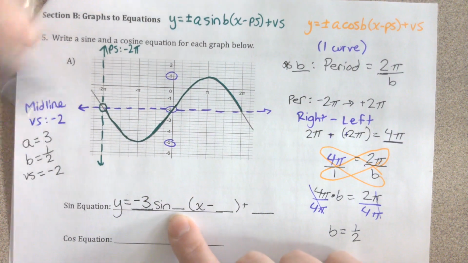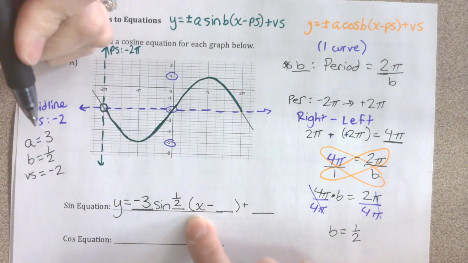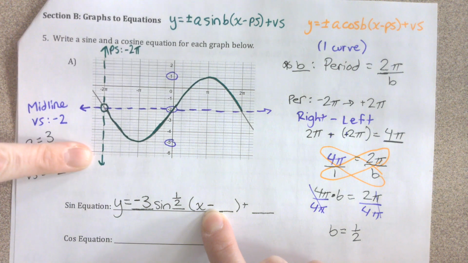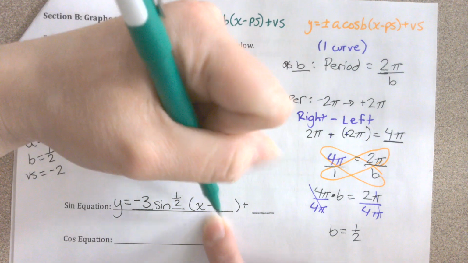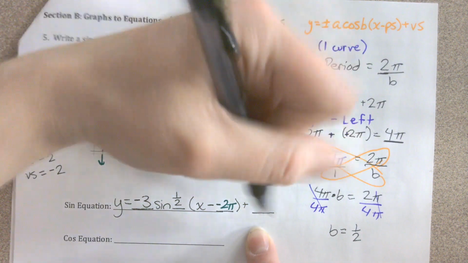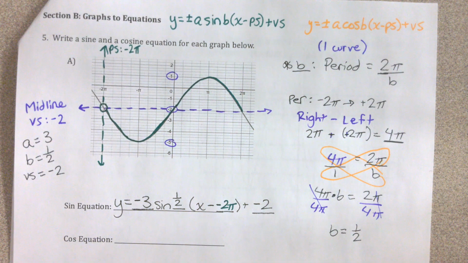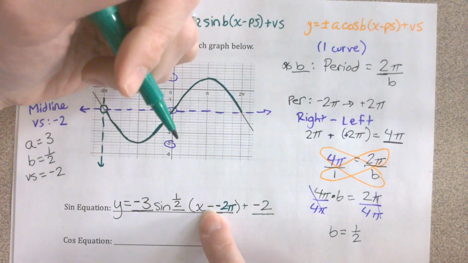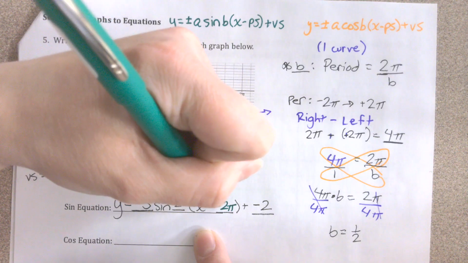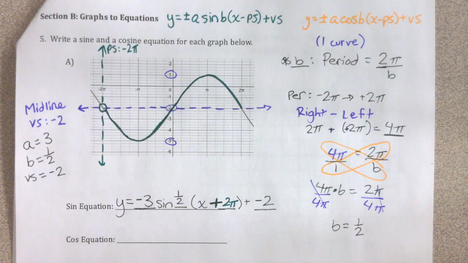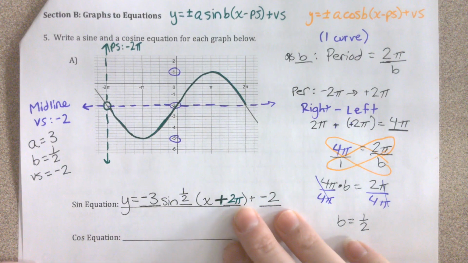From here, our b value we found is 1/2. X minus our phase shift, this is unique to this curve. Our phase shift is at -2 pi, so I'm going to fill in exactly that, negative and all. Plus the vertical shift is -2. That does not change from one equation to the other. So this equation's pretty good. The one thing I'm going to fix here, when you have minus negative in your equation, fix that, turn it into a positive. So it's x plus 2 pi. It's the proper way to write that. This is my sine equation.